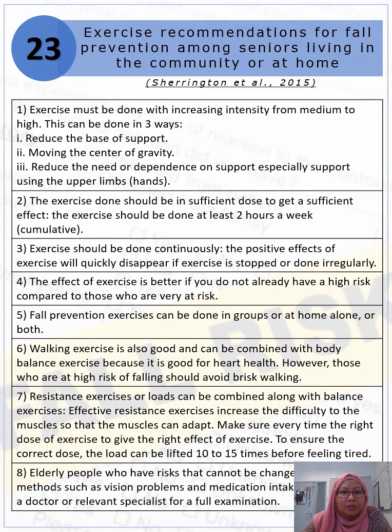Okay, so exercise recommendations for fall prevention among seniors living in the community or at home. Number 1, exercise must be done with increasing intensity from medium to high. This can be done in three ways: by reducing the base of support, moving the center of gravity, and reducing the need of dependence on support, especially support using the upper limbs.